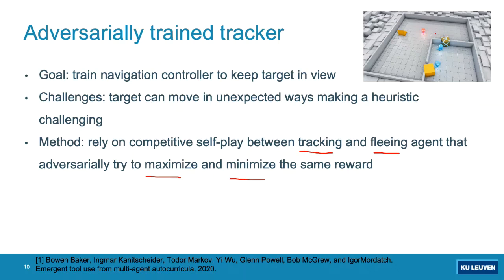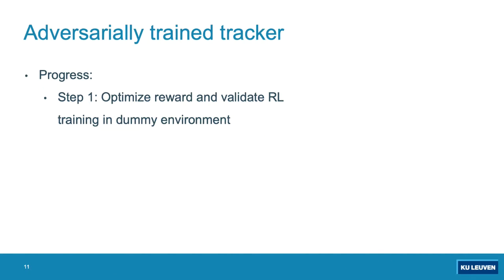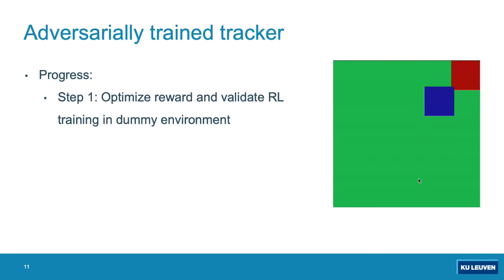Okay, what have we done so far? So we started with implementing the setting on toy environments that you see here on the right. So a red square is the fleeing agent and a blue square is a tracking agent, and they're jointly trained in an adversarial way.